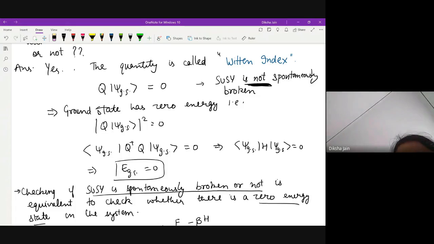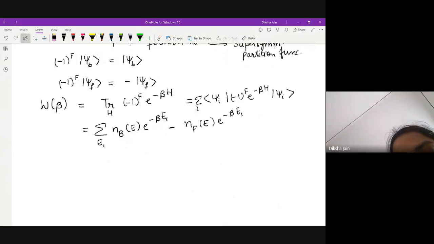Okay. So I hope this step is clear. What this step basically says is that if ψ was a bosonic state, then you will get a positive sign, because (-1)^F will give you a plus sign, times e^{-βE}. If there are n bosonic states at that energy, you will get the number of bosons at that energy times this. For the fermionic state, similarly, you will get N_F, the number of fermionic states at that energy, times e^{-βE}.